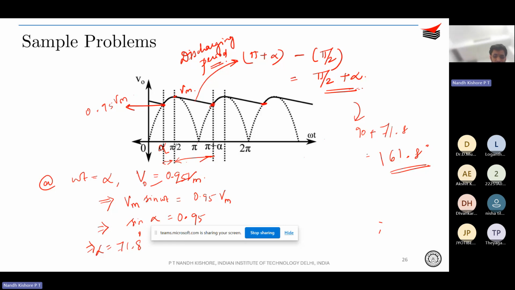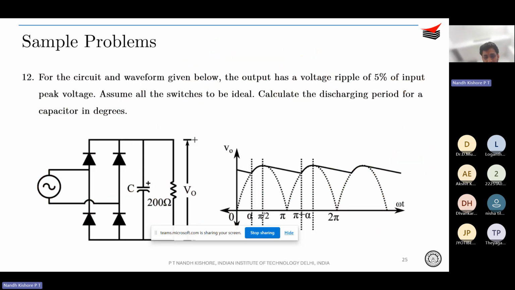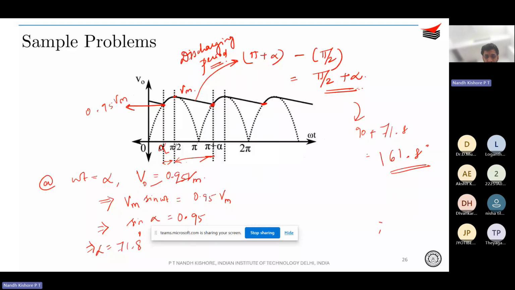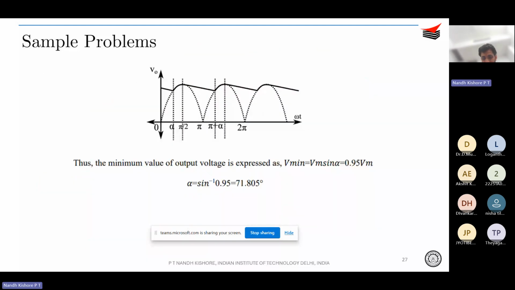So in this particular question, they have named these as alpha, pi by 2, pi plus alpha for our convenience. But intuitively also, you know that the peak will occur at pi by 2. Prior to that, you have your alpha, so this particular point will be pi plus alpha, correct? Even if these angle values are not given, you should know to calculate. So the answer is, alpha is 71.8, so the discharging period is 161.8.